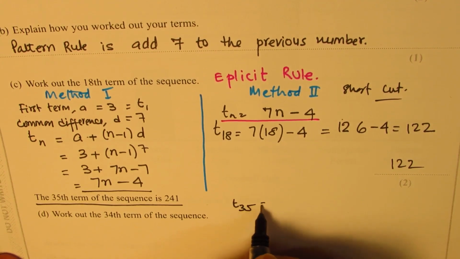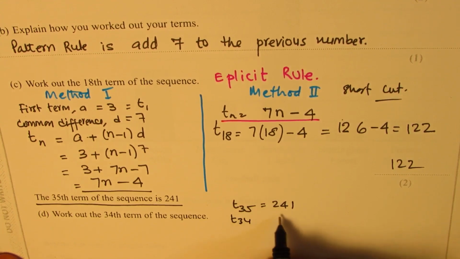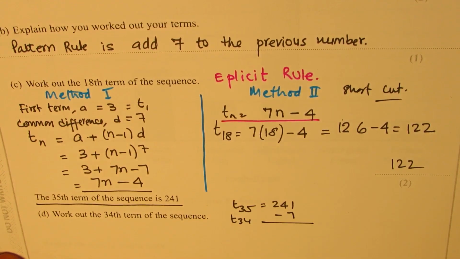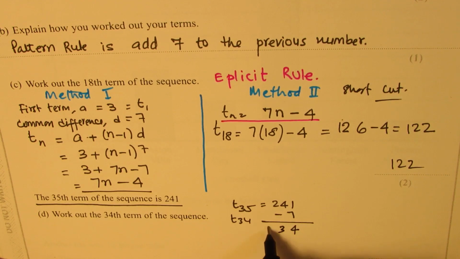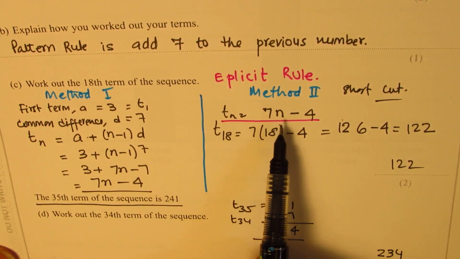So we know the 35th term is 241. We need to find the 34th term. So I'll just do minus 7 to get my answer, the previous term. So that's an easy way. 241 take away 7 is 234. So that will be my answer. However, you could have used the explicit formula.